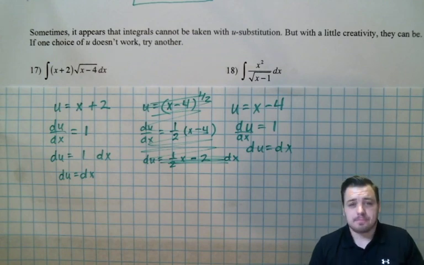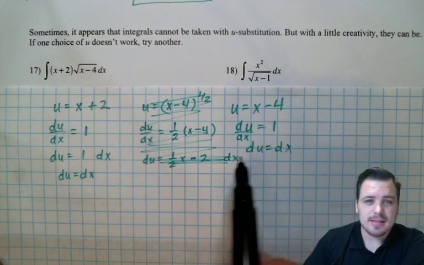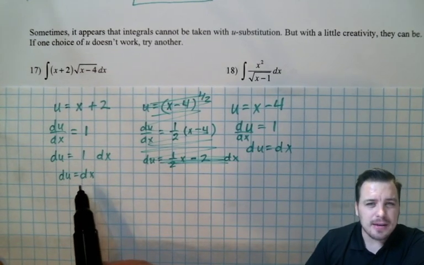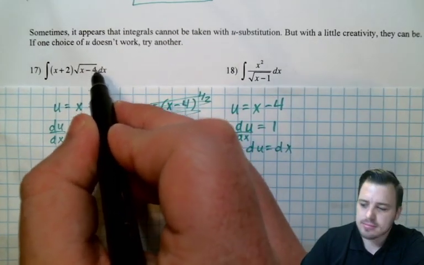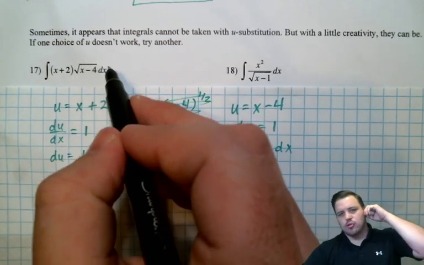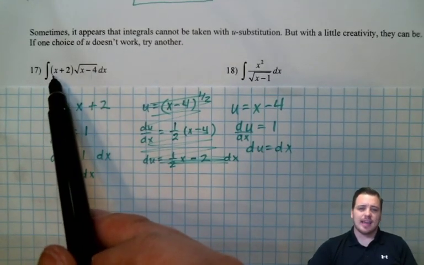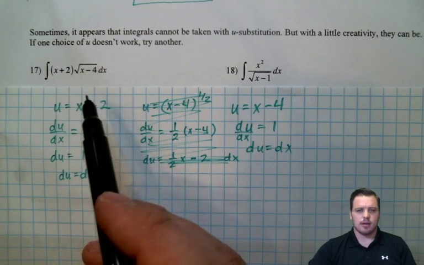So, with this both equaling this, since du is equal to dx, technically speaking, I can replace du with dx right here. Okay? I can replace du with dx right here, which would then replace the x's with whatever they are with respect to u. Okay?